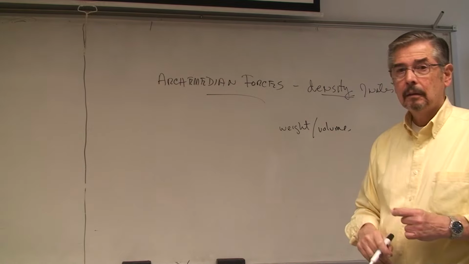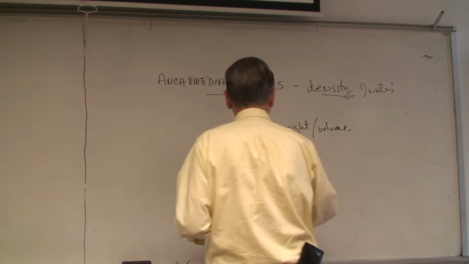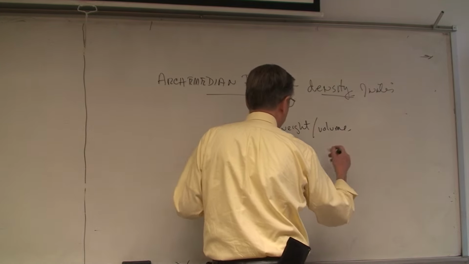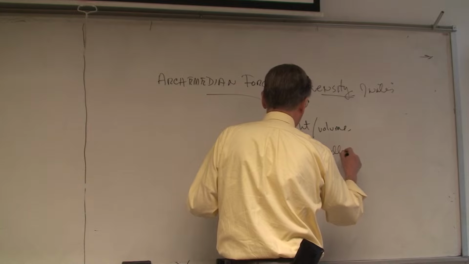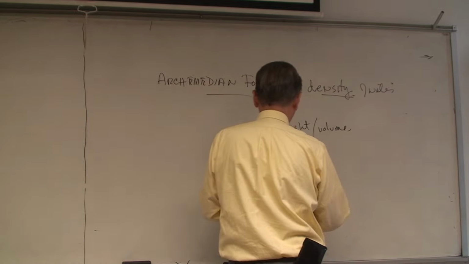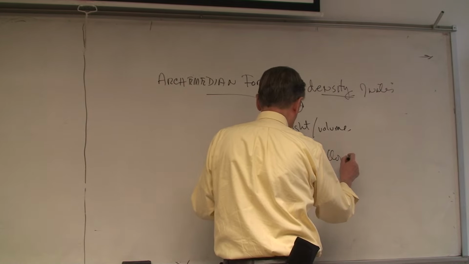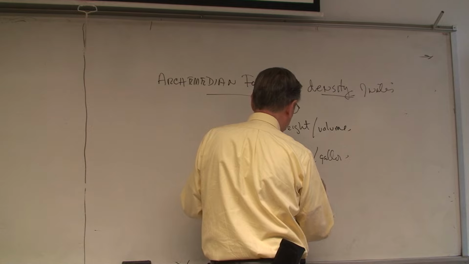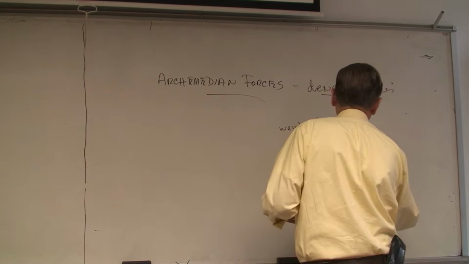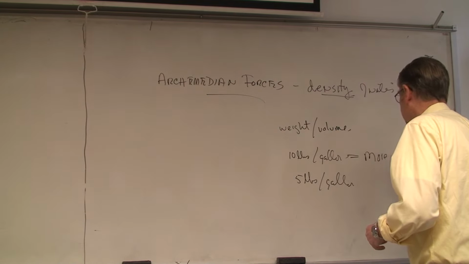If you got more weight, if you got something that's 10 pounds per unit of volume, 10 pounds per gallon, let's say. Let's do it this way. 10 pounds per gallon, and something is only 5 pounds per gallon, this is more dense. 10 pounds per gallon is more dense.